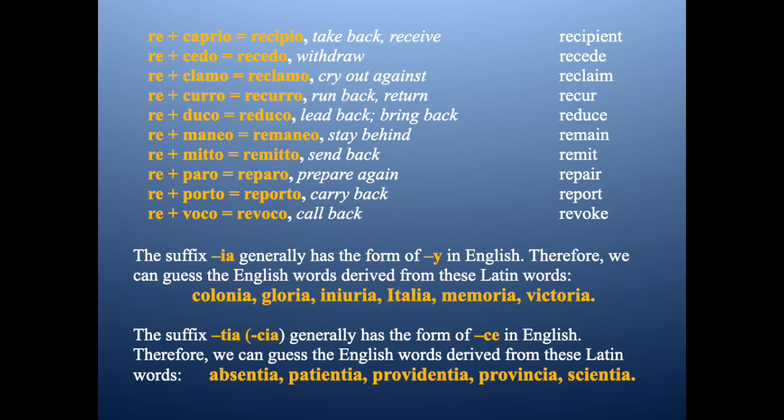And of course, below here we see the suffix ia generally has the form of y in English. So colonia is colony, gloria, glory, iniuria, injury. And we can see those English words very easily in those. Similarly, the suffix tia, also cia, generally has the form of ce as a suffix in English. So absentia is absence, patientia is patience, and we can learn and see our English in that very easily.